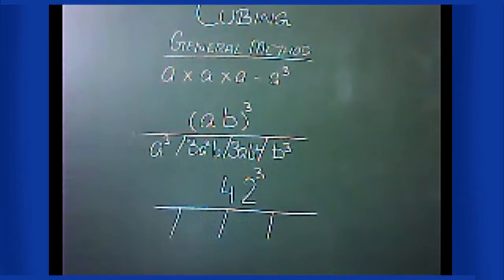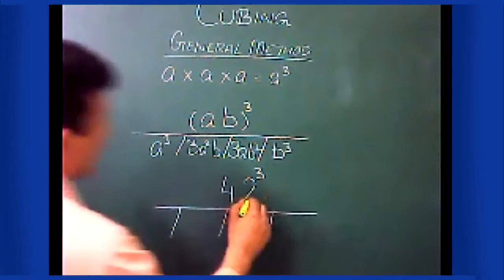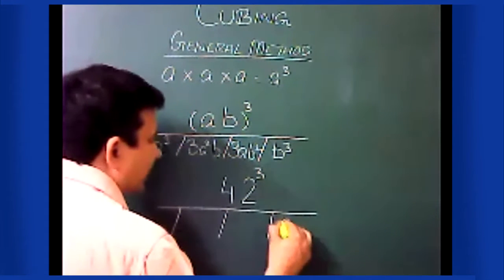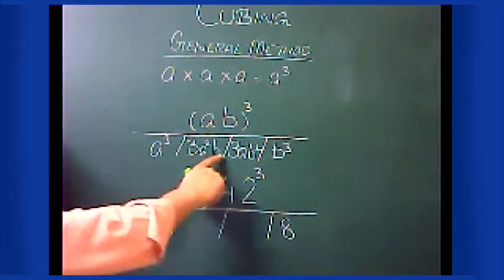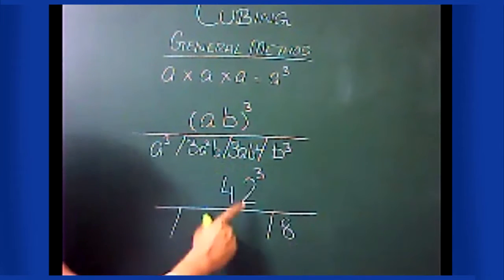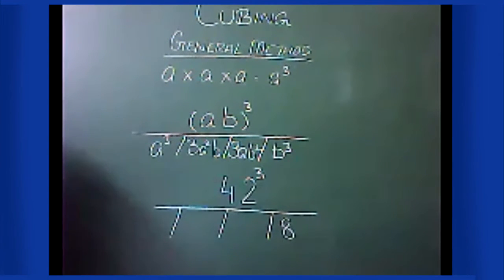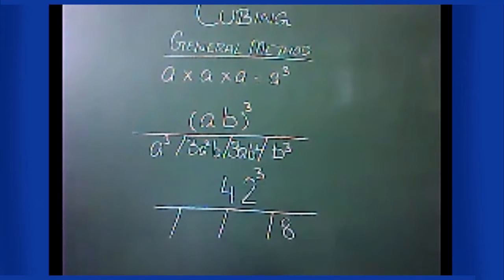So my first step is b cube, that is 2 cube, 8. The second step is 3ab square. Sir, what is our topic? Cubing, general method.